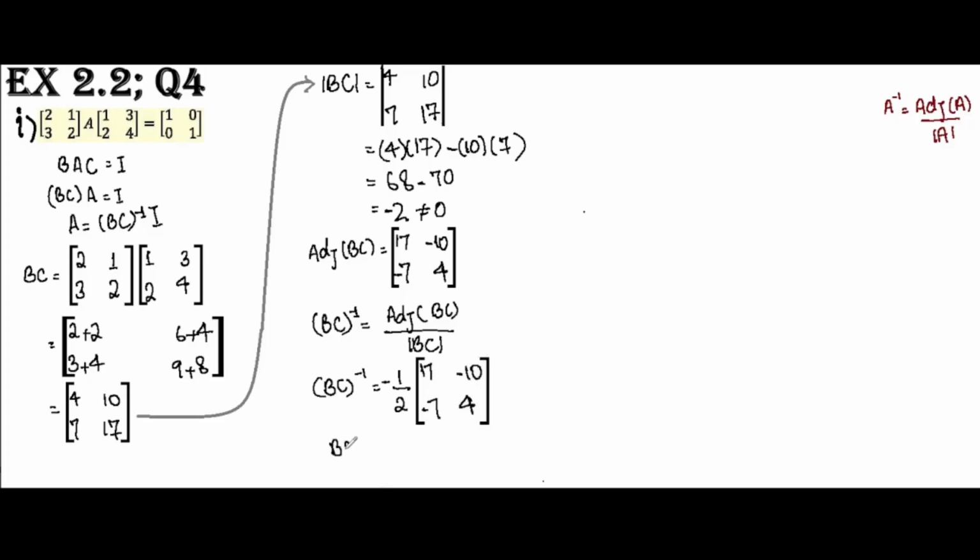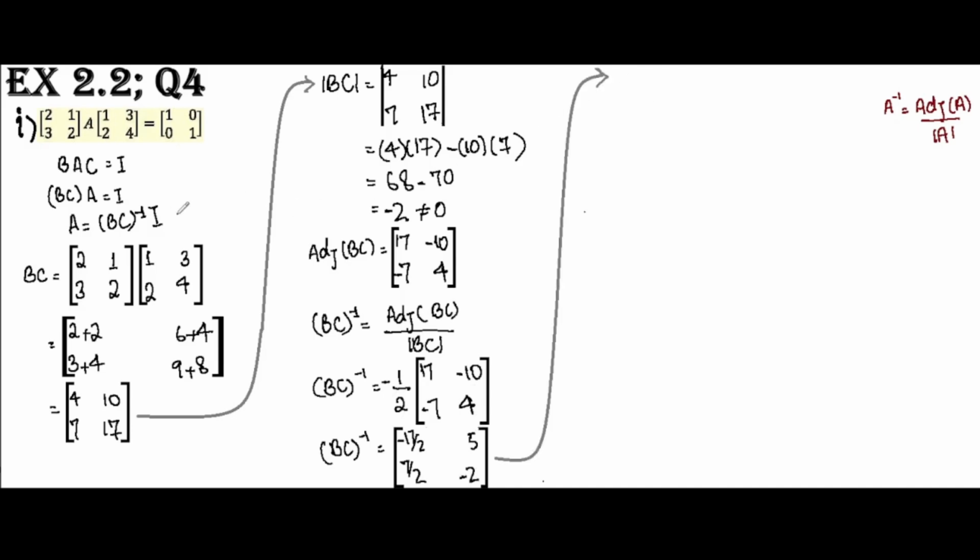So BC whole inverse equals, we are going to divide all of the entries by minus 2. So 17 divided by minus 2 gives us minus 17 by 2. Minus 7 divided by minus 2 gives us 7 by 2. Minus 10 divided by minus 2 gives us 5, and 4 by minus 2 gives us minus 2.